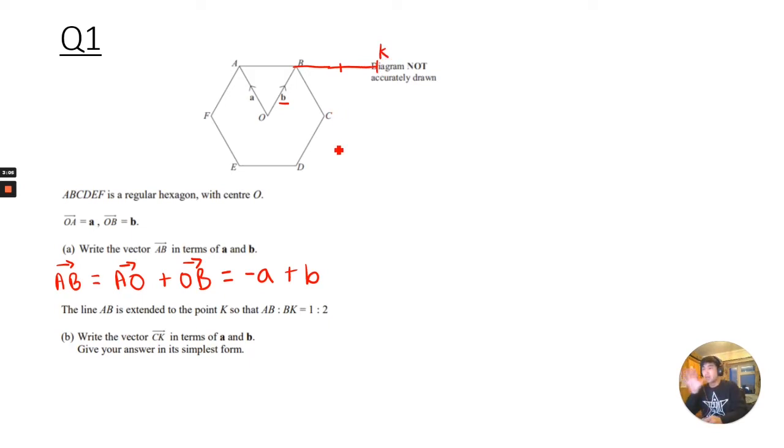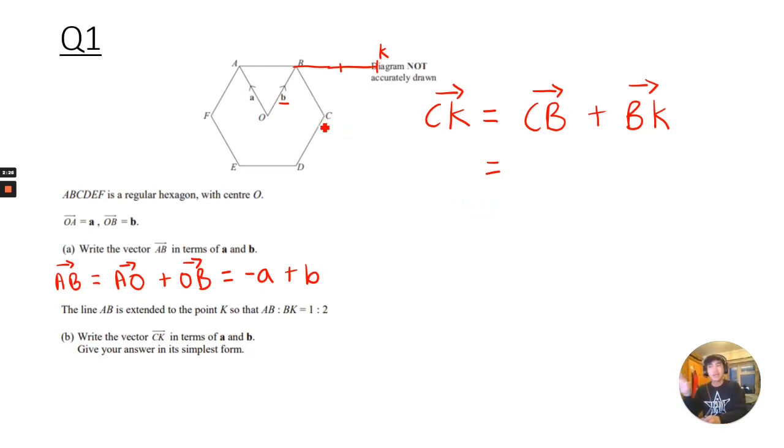So I want to find the vector CK. So I want to go from C to K. And as you can see, there isn't a direct vector that goes from C to K. But what we can say is, if we want to go from C to K, we can first go from C to B, and then we can go from B to K. So C to K, we can go from C to B first, and then B to K. Okay, so let's find CB then. There isn't a vector given on the diagram that says CB.